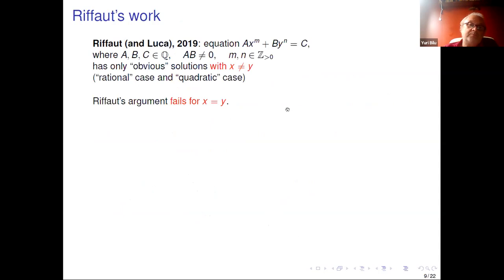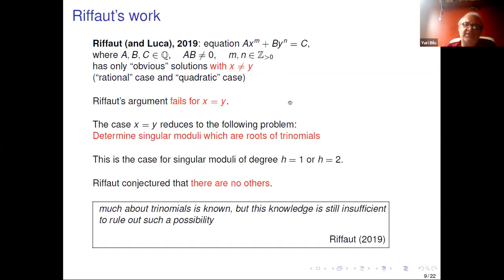by Riffaut. And indeed his argument fails for X equal to Y. If you take X equal to Y, you obtain an equation in just one variable, but he could not do anything about this equation. And this is how the conjecture emerged. Determining solutions of this equation with X equal to Y is just determining singular moduli which are also trinomials. So this is how and why this conjecture was stated. And of course, if the degree is one or two, then we can easily find many trinomials like this. Riffaut conjectured that there are no others, but he could not prove it. And he considered in his article that we know a lot about trinomials, but it's not enough to exclude the possibility that they may vanish at a singular modulus of degree higher than two.